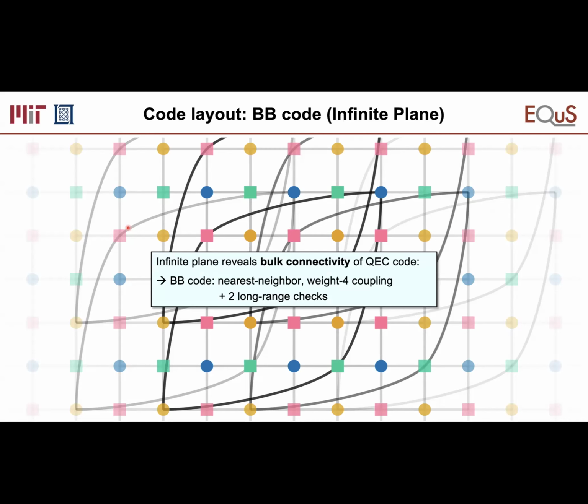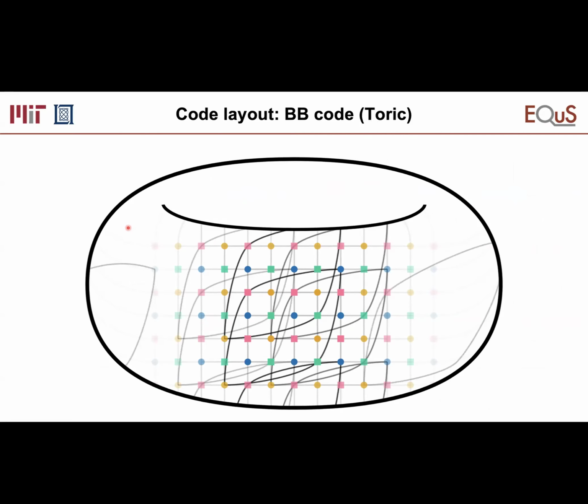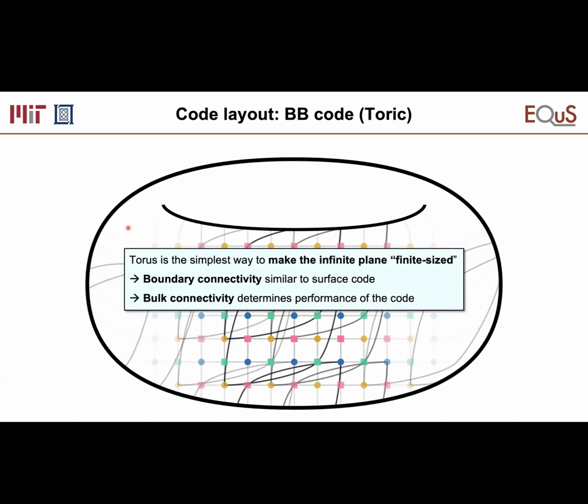Again, on the infinite plane, you reveal the bulk connectivity of this code. It's nearest neighbor, with weight-four coupling, but on top of that, you have 2 long-range checks. Again, same game: we put this on a torus to get a finite size, connecting the left boundary to the right and the top to the bottom. That gives you a donut, and then you can tile the surface using these long-range checks. This introduces even crazier periodic boundary connectivity, but already in this case, the bulk connectivity has some long-range coupling.